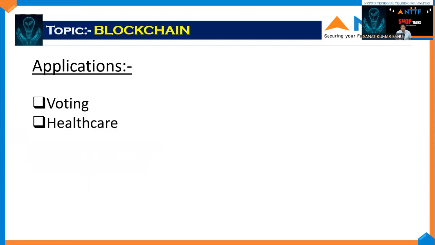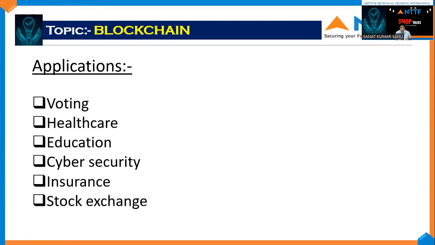Voting level we can use it. Then healthcare, to store the information of a person. Then education level, we can upload our certificates, marks and documents. Then cyber security for tracing purposes. Then insurance, and stock exchange, meaning updating the stock.